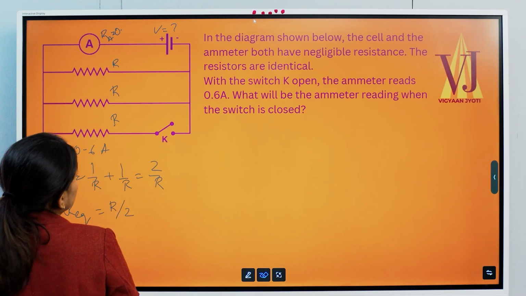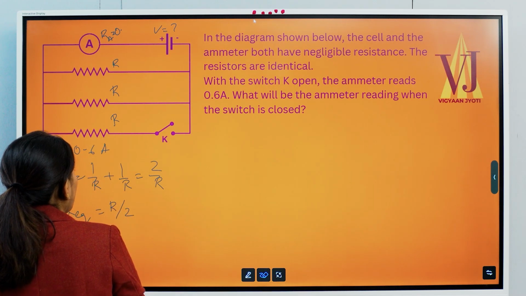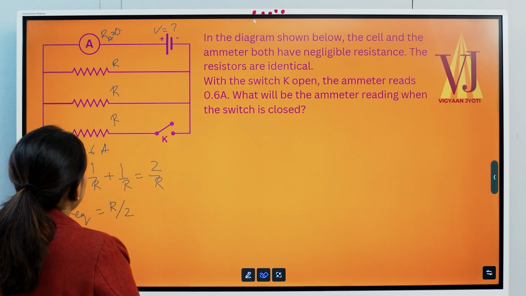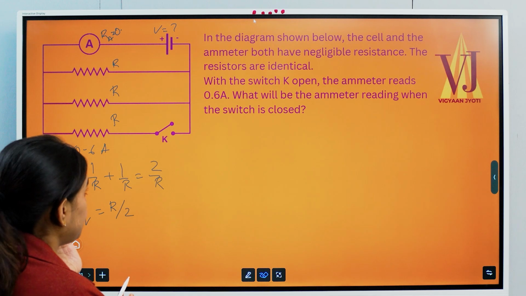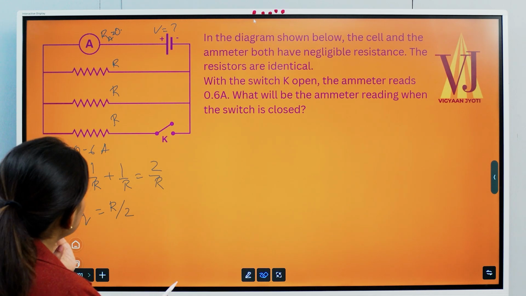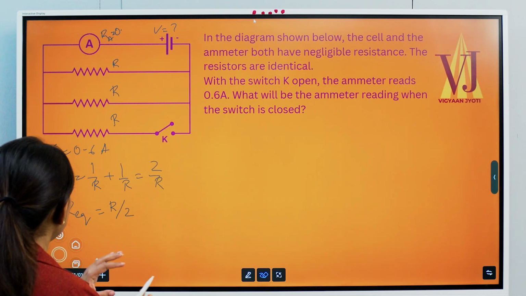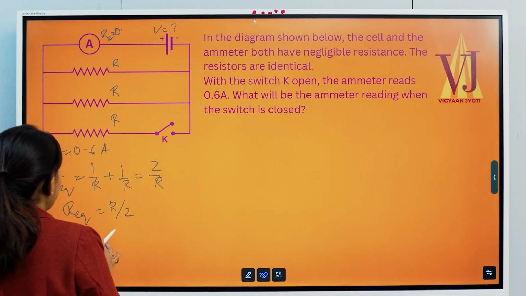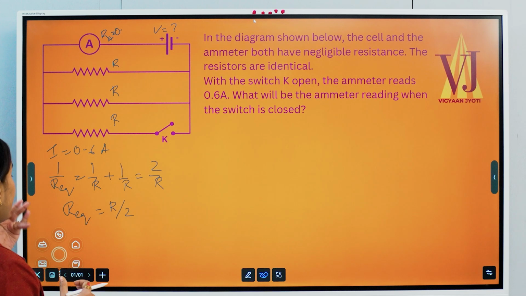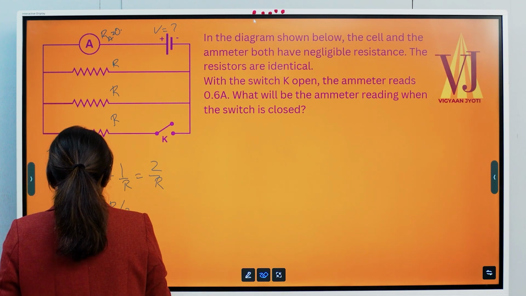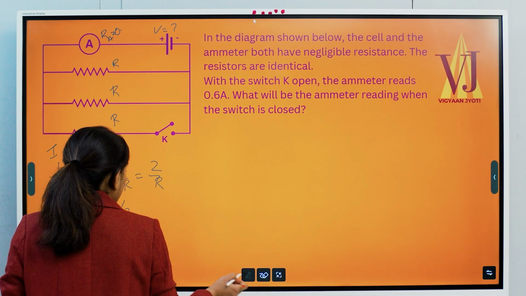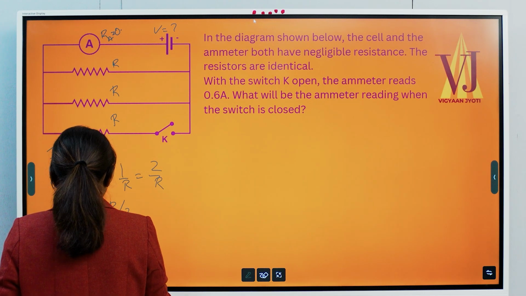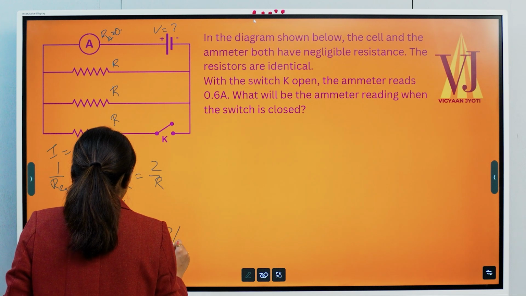What else do they need? See, the ammeter is measuring how much current is passing. What will be the ammeter reading when the switch is closed? That means we have to see how much current is flowing. So when my equivalent resistance is R by 2, then my I is 0.6. That means my voltage will be, because we know in this case voltage is the same, 0.6 into R by 2.